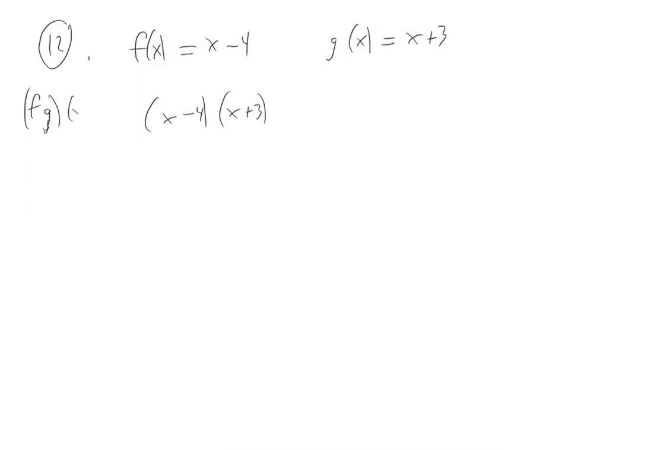of x. So I'll FOIL that, and I'll get first, and then outside, inside, and last. And then I'll add the like terms together. I'll get x squared minus x minus 12. So that's the first answer.